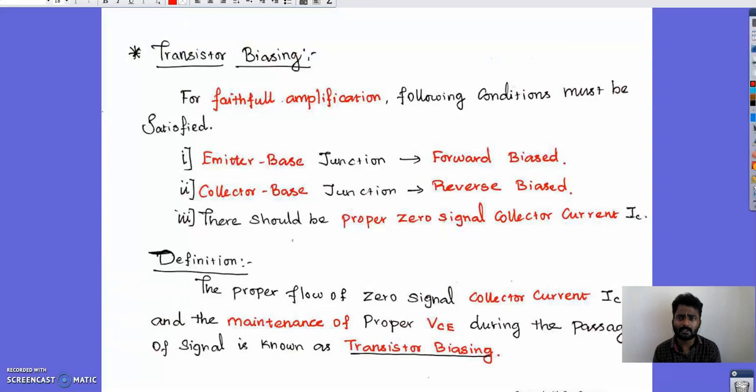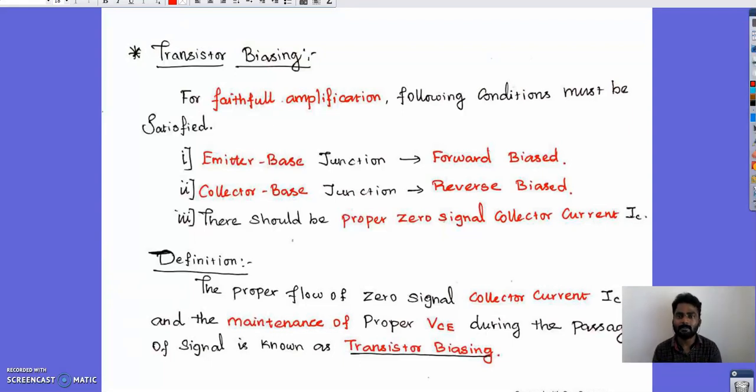Your first condition is that the emitter base junction is always forward biased. That is, the positive terminal of the battery is connected to the P type semiconductor, and the negative terminal of the battery is connected to the N type semiconductor. And the collector base junction is reverse biased. That is, the positive terminal of the battery is connected to the N type semiconductor, and the negative terminal of the battery is connected to the P type semiconductor.